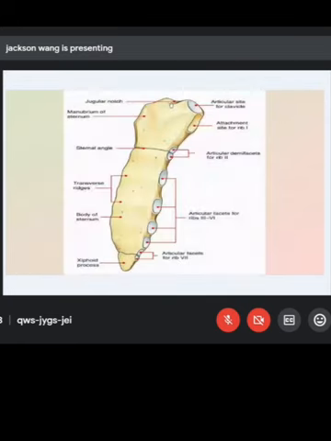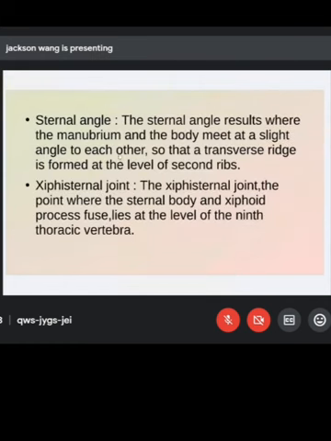Voilà, c'est jugular notch. Manubrium of the sternum. The sternal angle, the body of the sternum, and the xiphoid process. The sternal angle results where the manubrium and the body meet at a slight angle to each other, so that a transverse ridge is formed at the level of second ribs. The xiphisternal joint is the point where the sternal body and the xiphoid process fuse and lies at the level of the ninth thoracic vertebra.